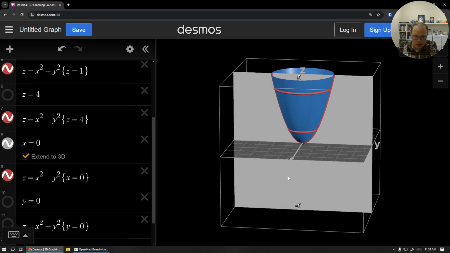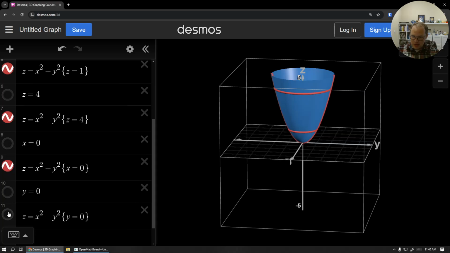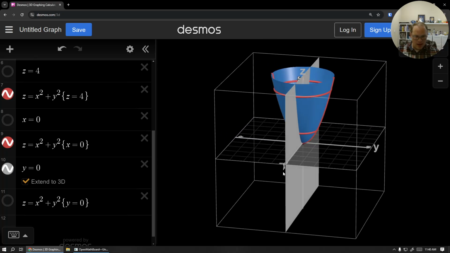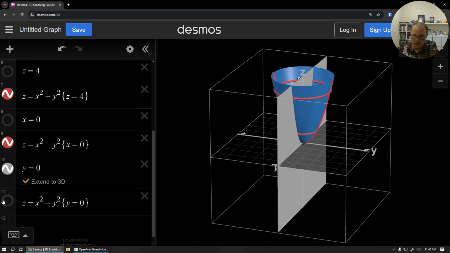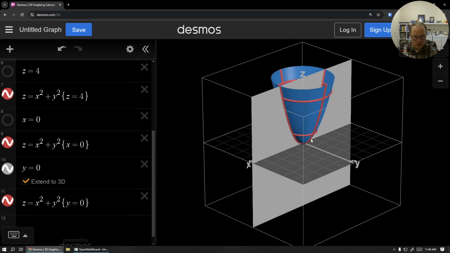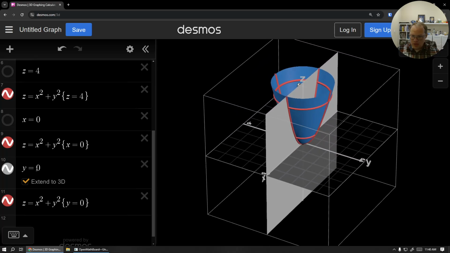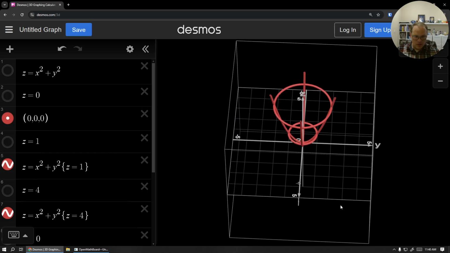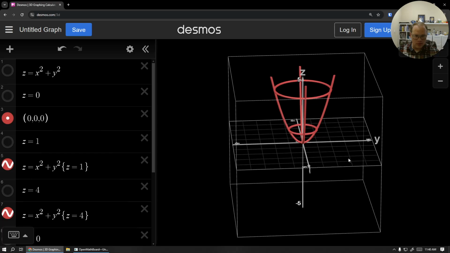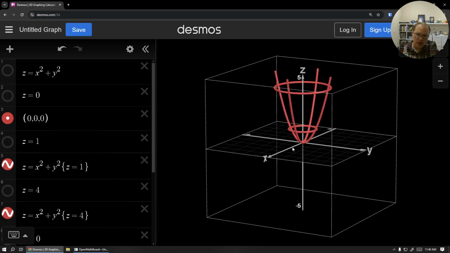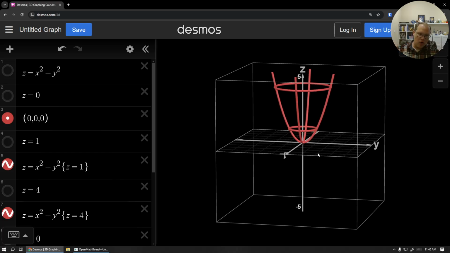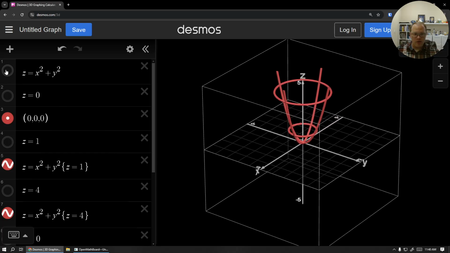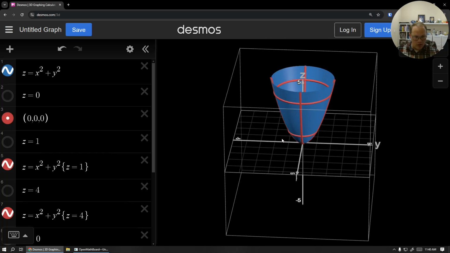Okay. And then our last trace here is where we intersect the XZ plane. That's where y equals 0. And we get another parabola. And so if you put it all together, you really can see that, oh yeah, that's going to be a paraboloid. So by looking at these traces, looking at the different cross sections and then piecing it all together, we can get a good sense of what the ultimate surface will look like altogether.